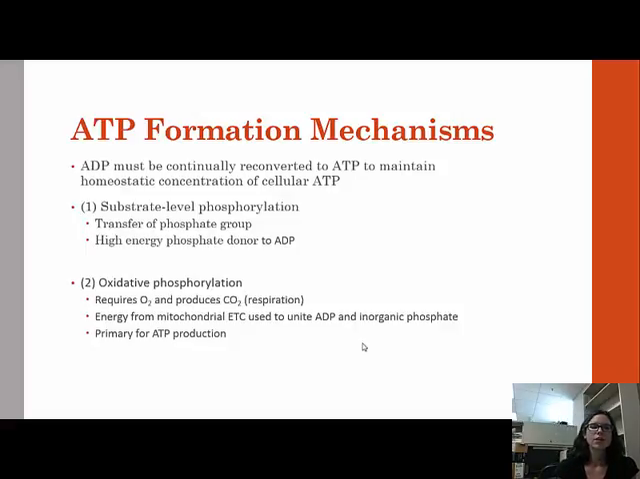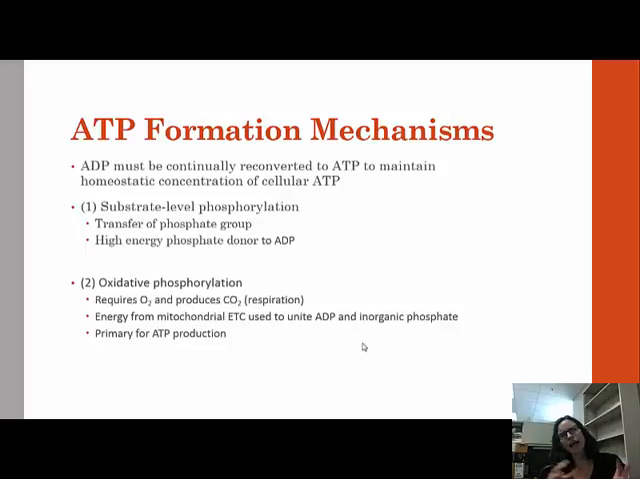Okay, so as you would imagine, if we're breaking up all this ATP into ADP, then we've got to have a way to reform the ATP. We've got to be able to make it so that we have this energy storage when we need it. And this is highly controlled in the cell. So this homeostasis is highly controlled in the cell, I should say.